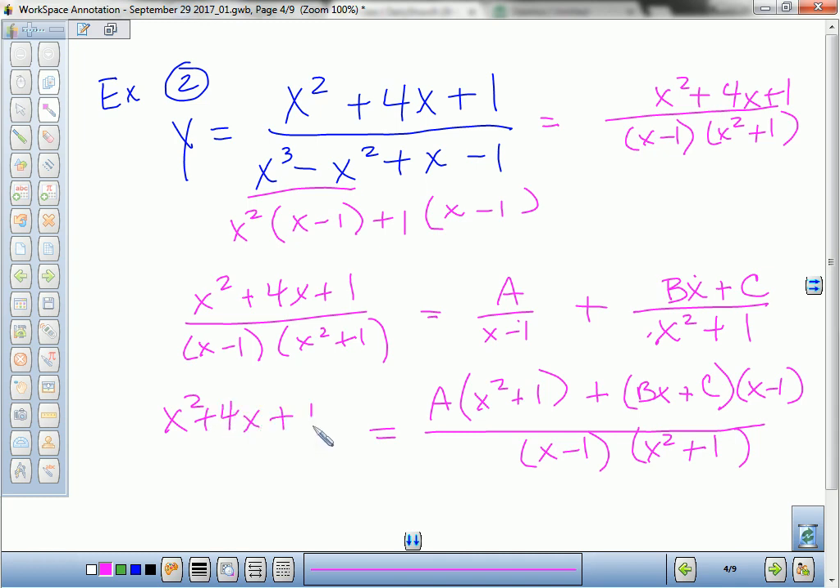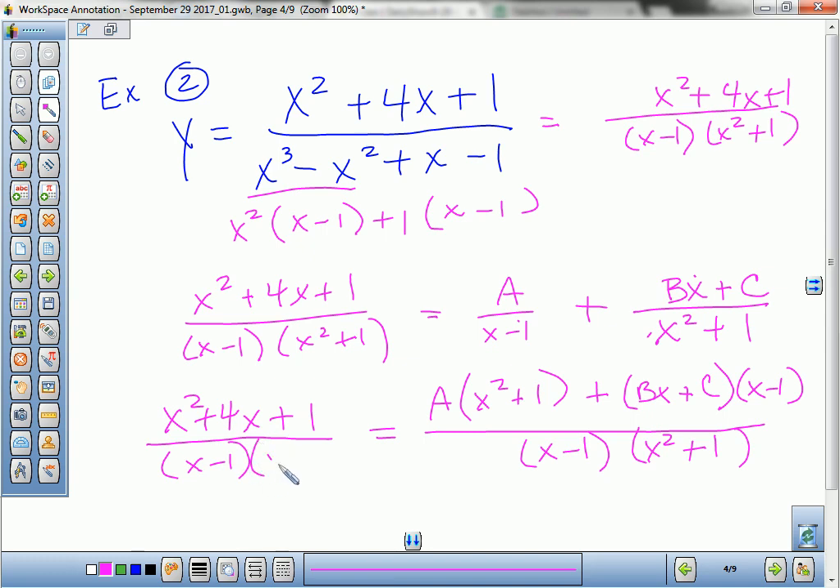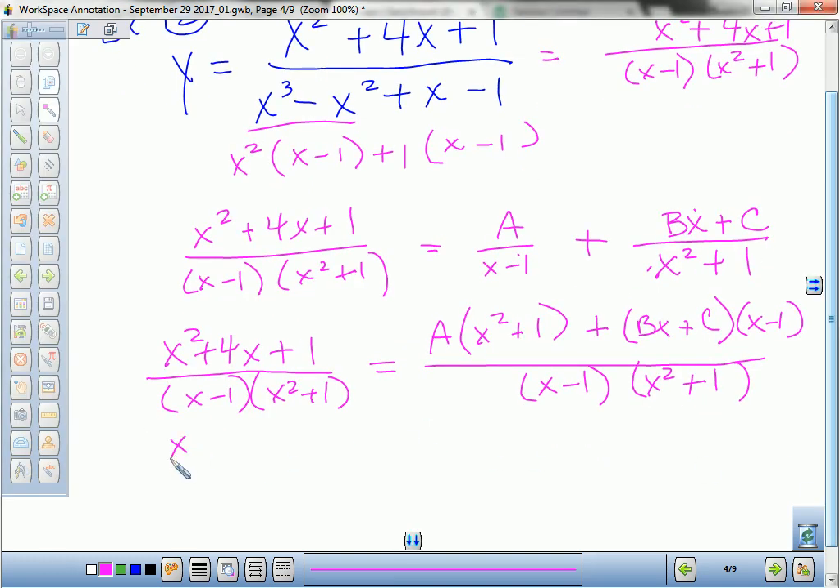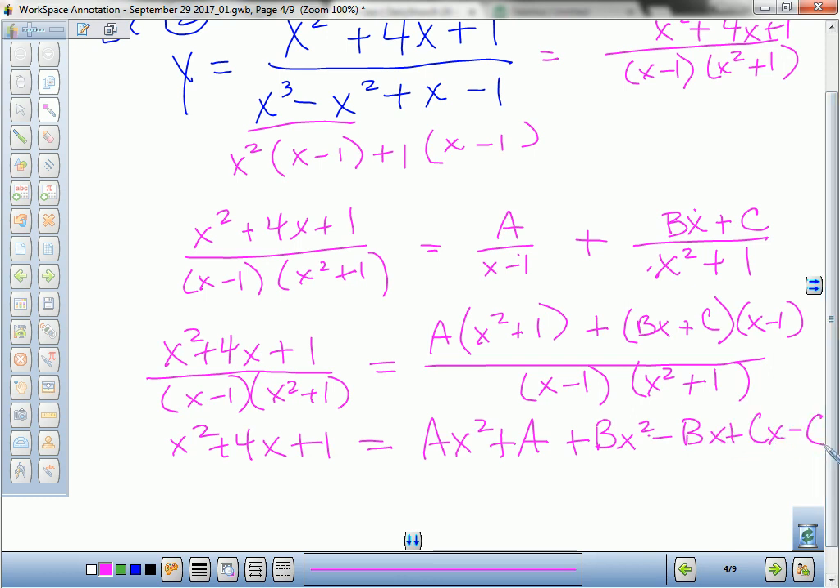Okay, I always show the reason why we're doing what we're doing. And the reason is because the only way these two fractions can be equivalent, if the denominators are currently equivalent, is if the numerators are also equivalent. So, x squared plus 4x plus 1 has to equal ax squared plus a plus bx squared minus bx plus cx minus c.